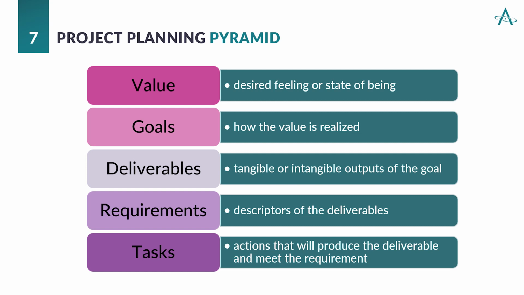We say it has to have at least 30 miles per gallon. You can see all the things we're doing, the deliverables and requirements, they align to the goals and value. Now at the bottom there, you can see the tasks. The tasks should connect to the requirements. The tasks are actions that will actually bring about the deliverable and meet the requirement.